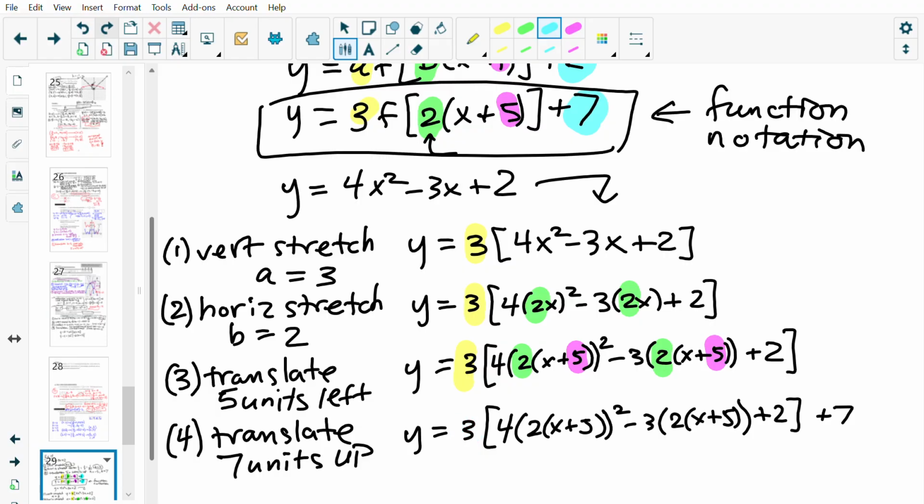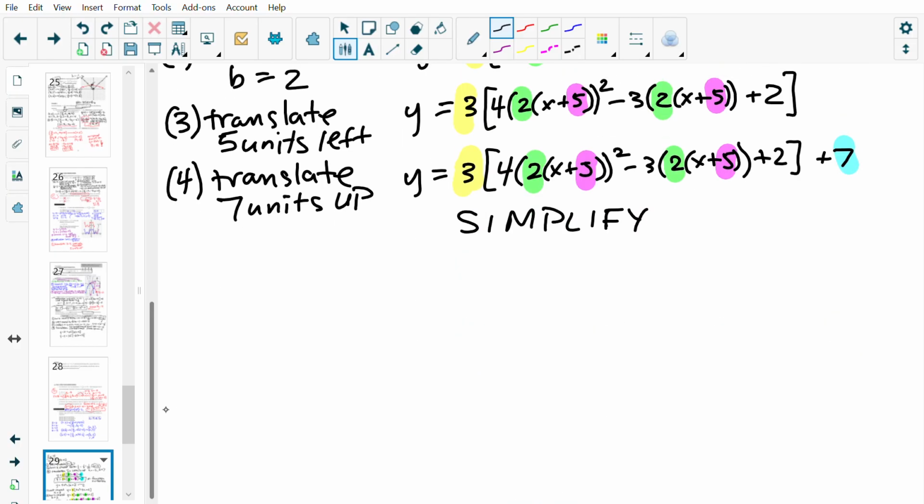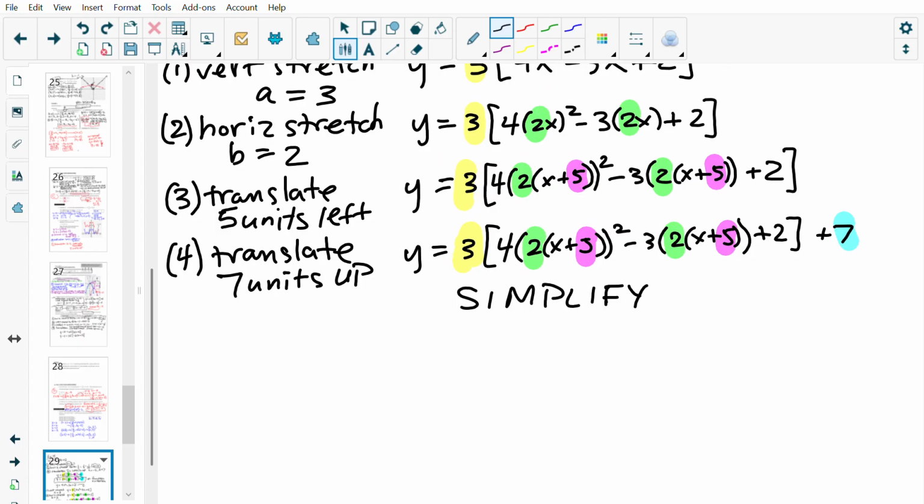Okay, let's color code this thing again. So 3 here, 2 here, 2 here, 5 here, 5 here, and then 7 here. Okay? Thought you were done, huh? No. Simplify, right? Good practice is to simplify where possible. Expand and simplify. Oh man.